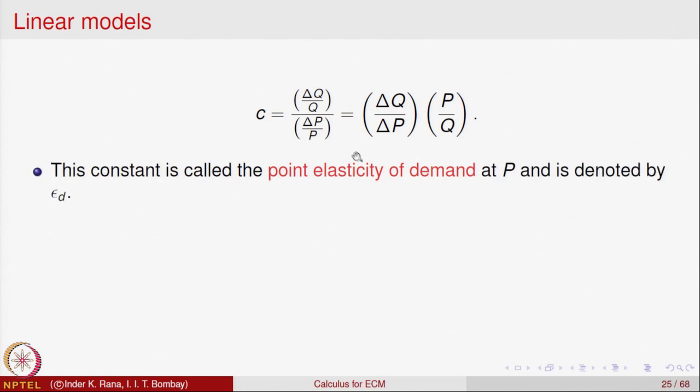This constant is called the point elasticity of demand at the price p. So, this number C, at a price p, we know the price demand function, we know q, and if there is a change delta q, they will give you the change delta p. So, this is called the point elasticity of demand at the point p, and is denoted by the Greek letter epsilon with a lower d. That way epsilon indicates the elasticity and d denotes the demand.